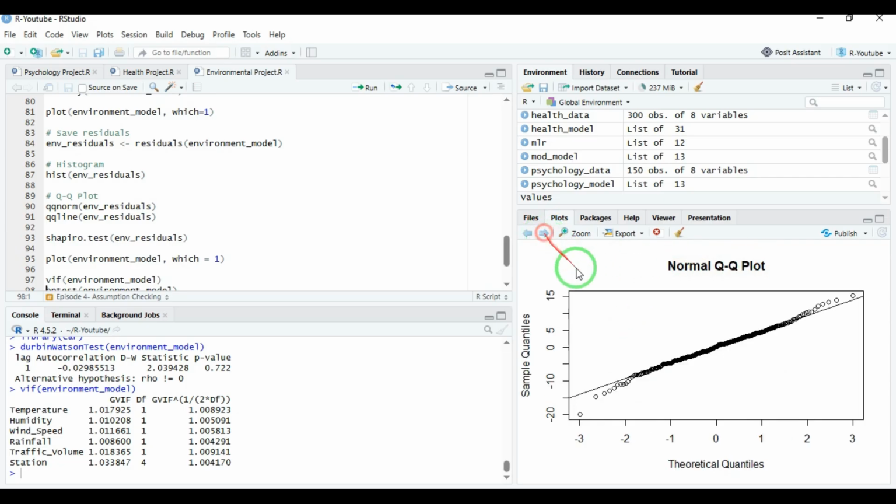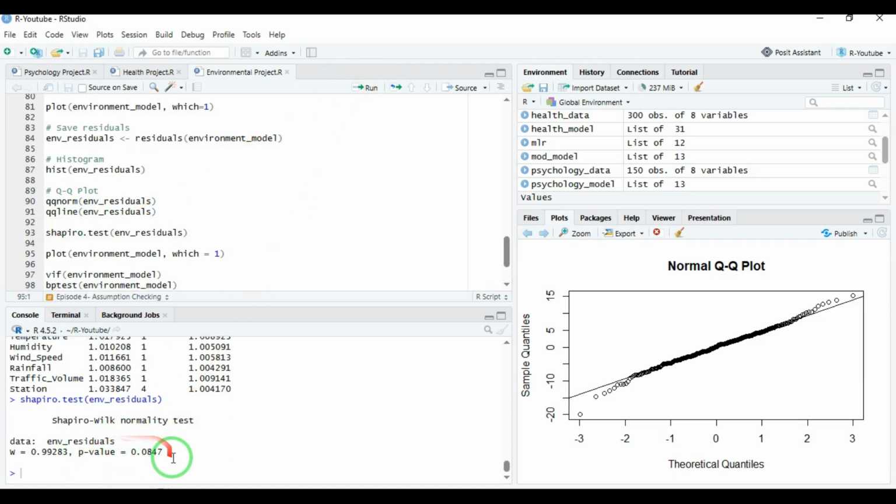And for the QQ-plot, we can say that when points closely follow the reference line, it indicates good agreement with normality. And finally, for Shapiro-Wilk test, p-value is greater than 0.05, so we fail to reject the null hypothesis. The null hypothesis here was that residuals are normally distributed. So we fail to reject that, then we conclude that the assumption is met. Now we're done with the assumptions for this example.